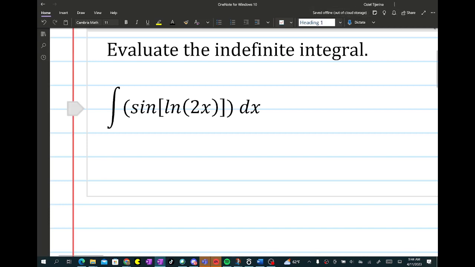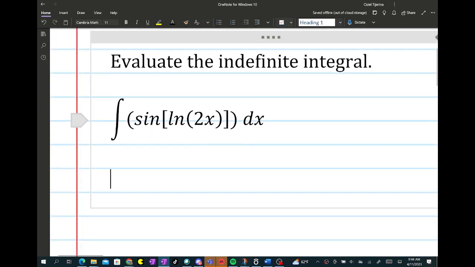So in this video what I want to do is go over a calculus problem that I personally thought was very, very difficult. This is, of course, for Cal 2. So if you're in Cal 2, this is for you.